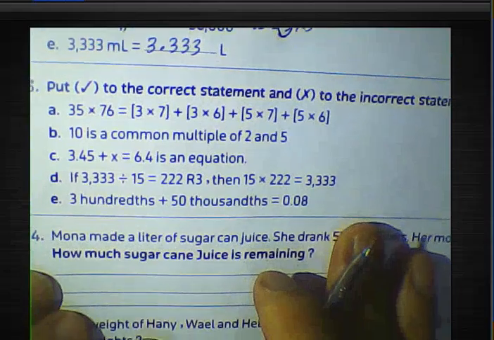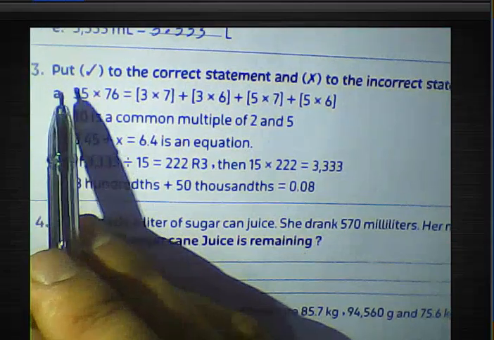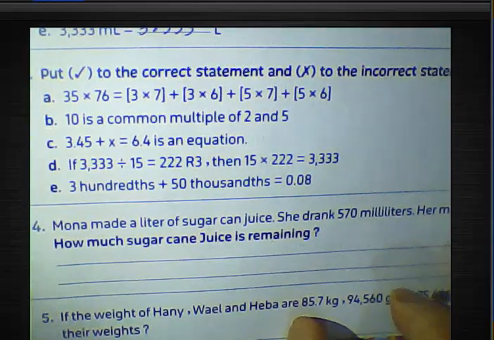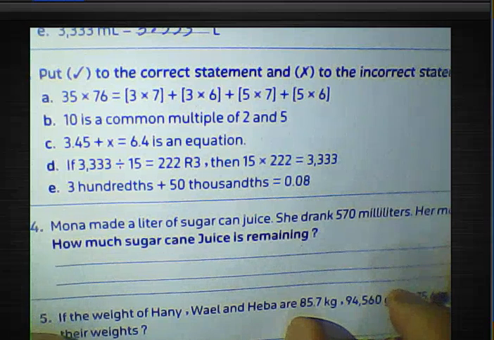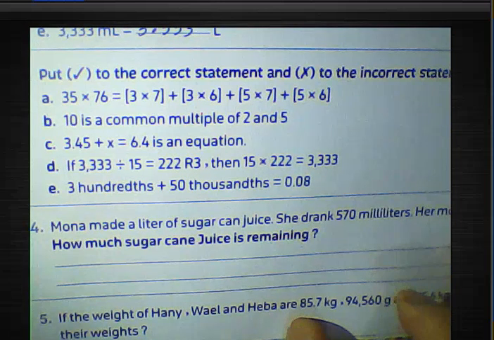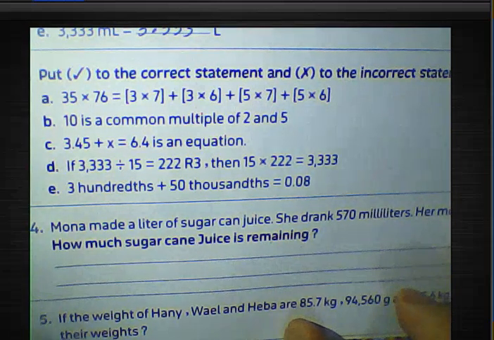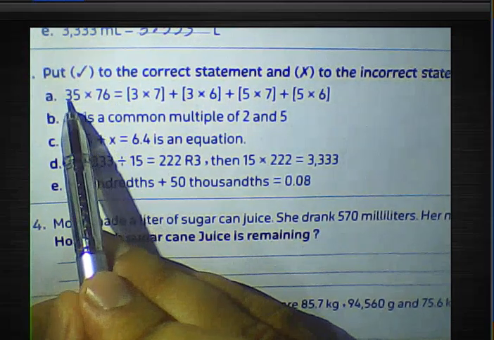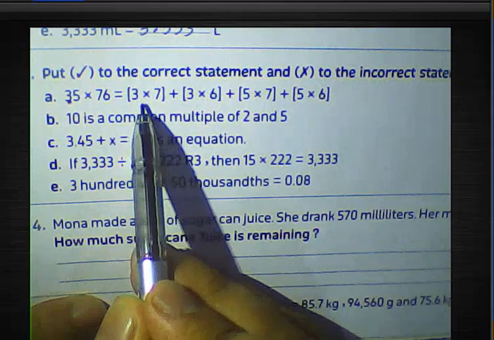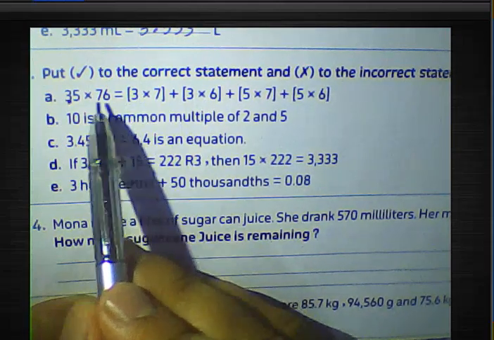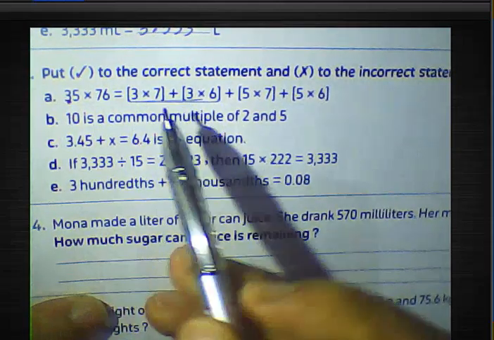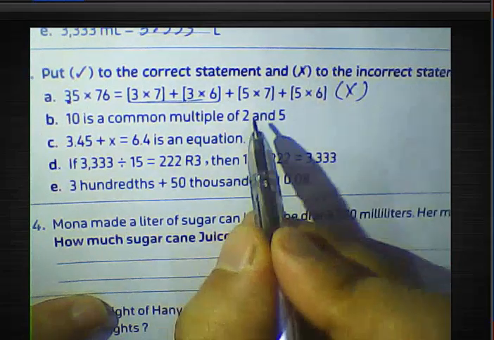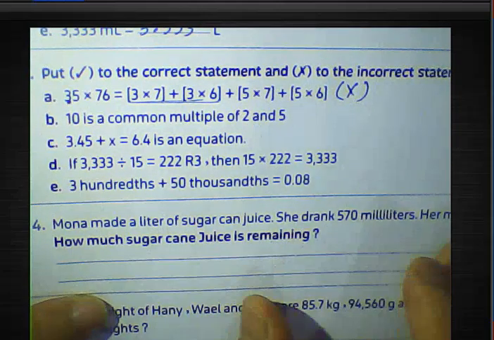Okay, question number 3. Put true or false. True for the correct sentence and false for the incorrect statement. 35 multiplied by 76 equals 3 multiplied by 7. No, we must write here 30. 30 times 7, 30 times 6. It's false. I used here the distributive property of multiplication.